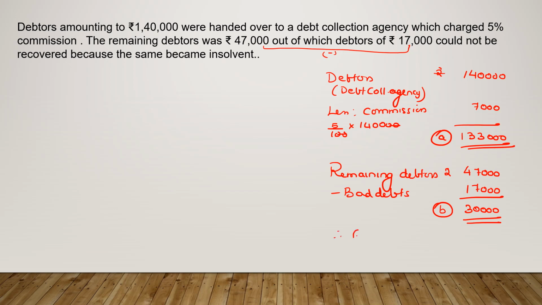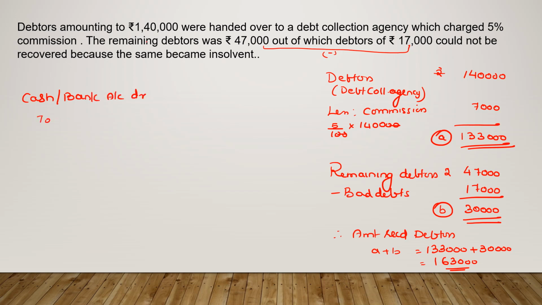Therefore, amount received related to debtors would be A plus B, which is 1,33,000 plus 30,000. That comes to 1,63,000. This 1,63,000 is being received, so we debit cash or bank account.